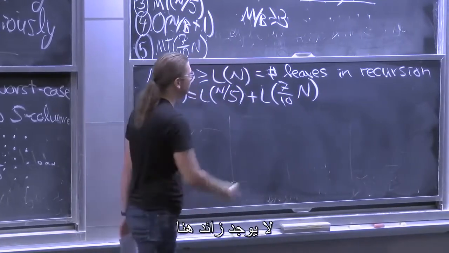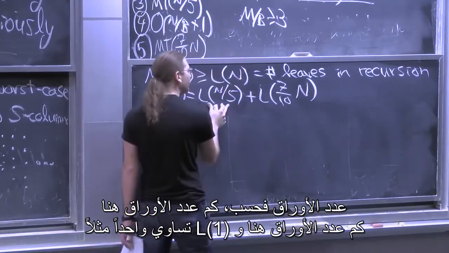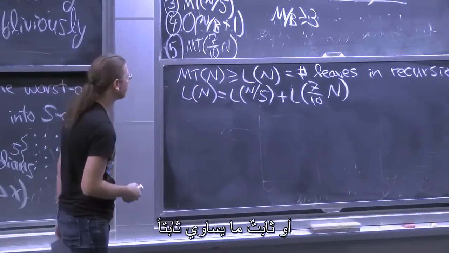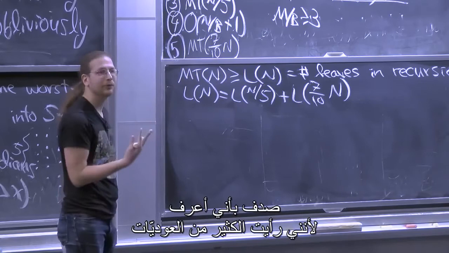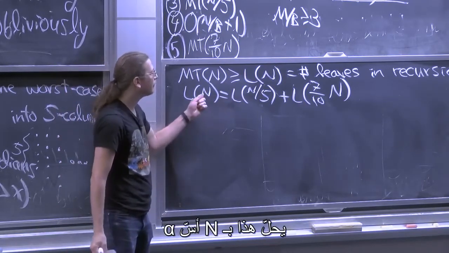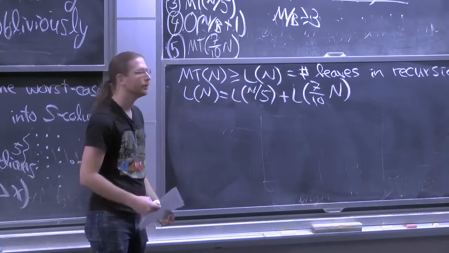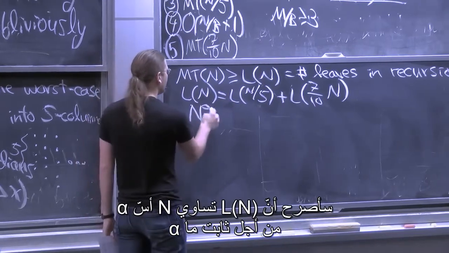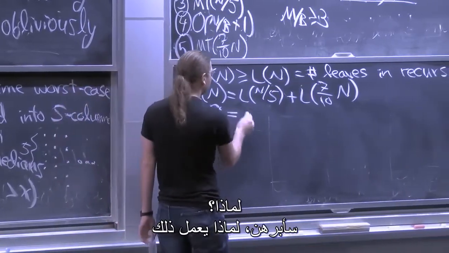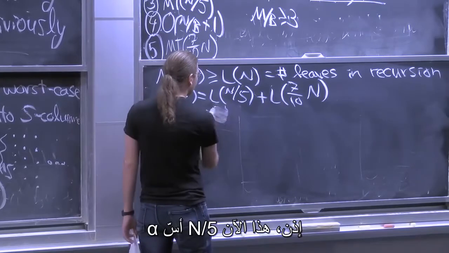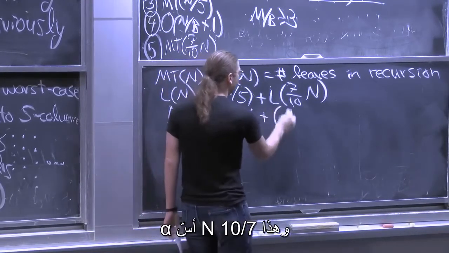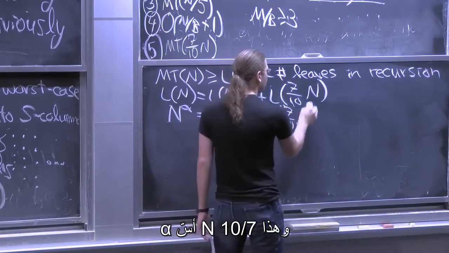There's no plus here. Number of leaves is just how many leaves are over here, how many leaves are over here, and L of 1 equals 1, say, or some constant equals constant. I happen to know, because I saw lots of recurrences, this solves to some n to the alpha. Okay, I claim that L of n is n to the alpha for some constant alpha. Why? I'll just prove that it works. So this is now n over 5 to the alpha, and this is 7/10 n to the alpha.